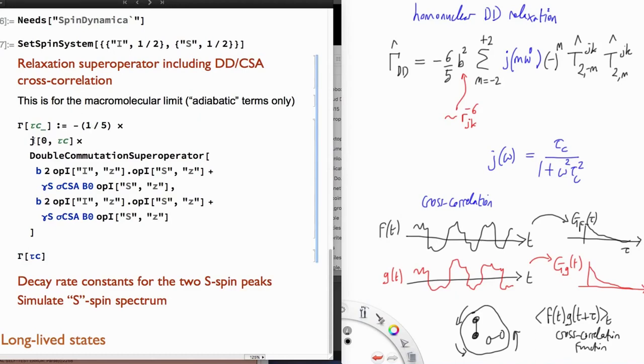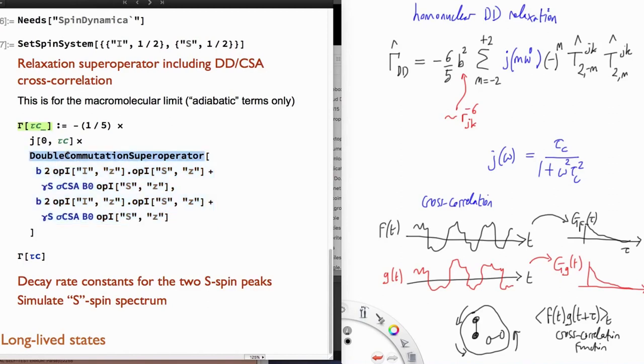So let's just look at the components of this. I have a spectral density function here, although here I'm only sampling the zero frequency part of it. That's because I'm interested in a limit of slow motion. And I have the usual construction with a double commutation superoperator.